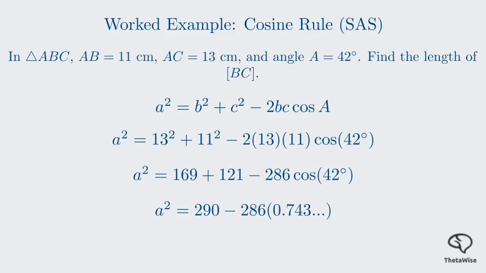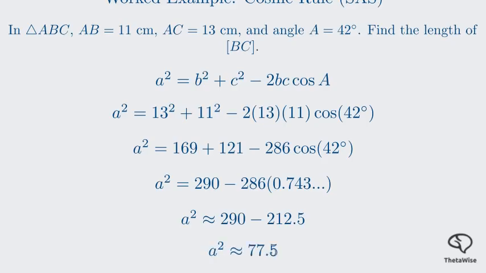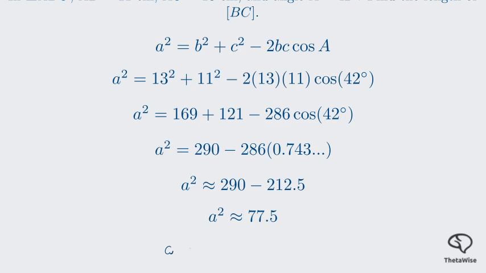Using a calculator, the cosine of 42 degrees is approximately 0.743. So a squared is 290 minus 286 times 0.743. This simplifies to a squared equals 290 minus approximately 212.5. So a squared is roughly 77.5. To find a, we take the square root. The square root of 77.5 is approximately 8.80. Therefore, the length of side BC is about 8.80 centimeters.